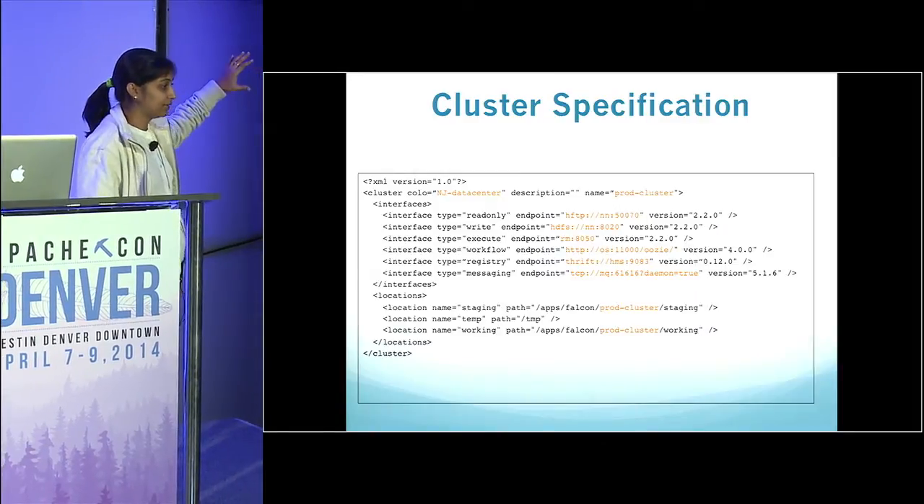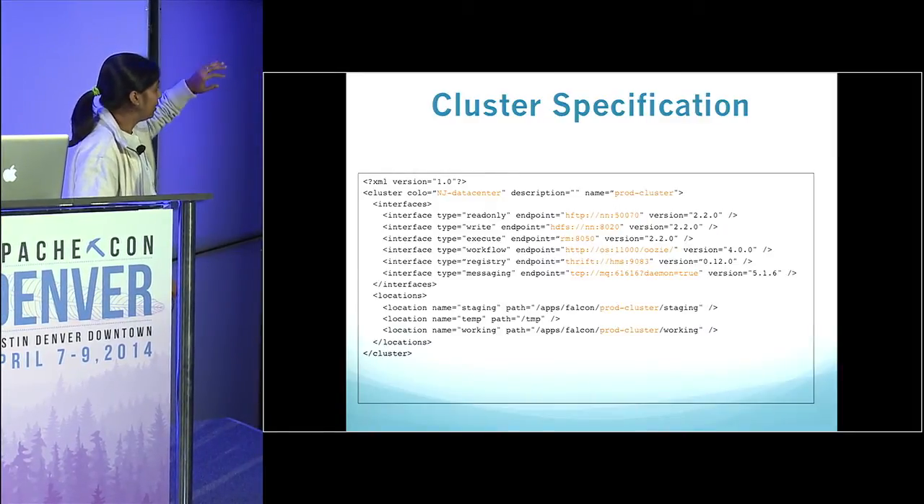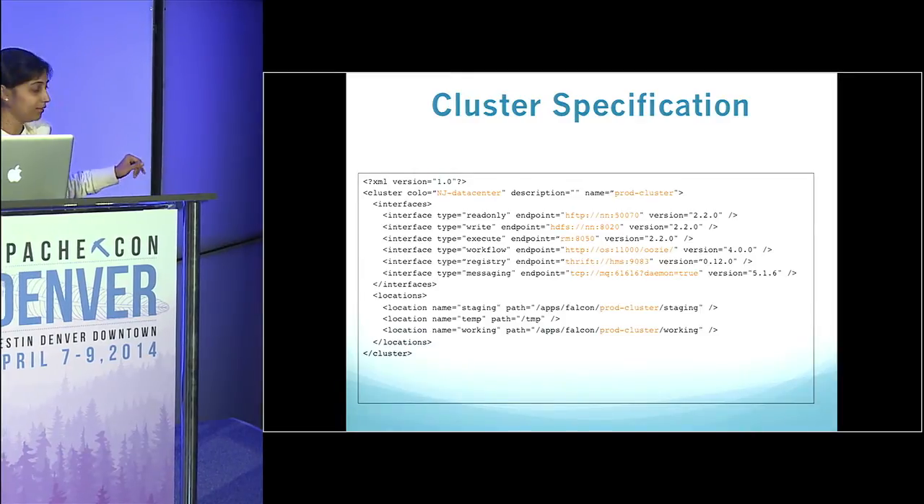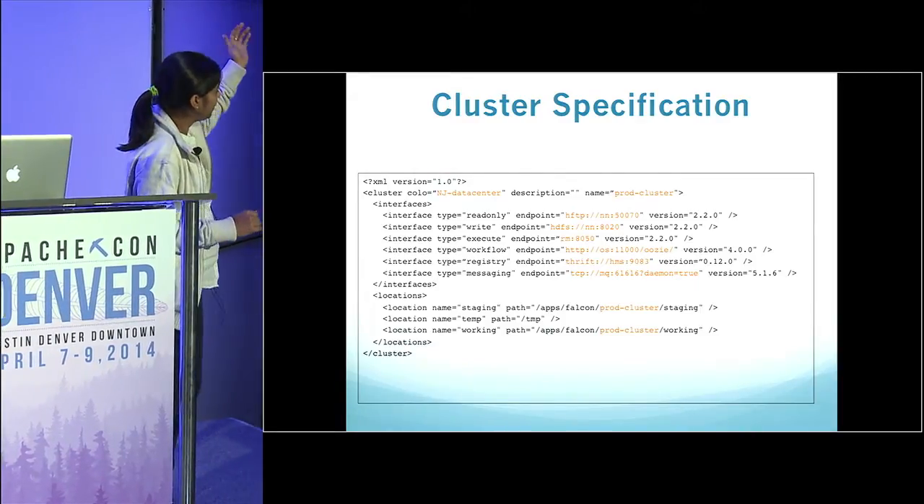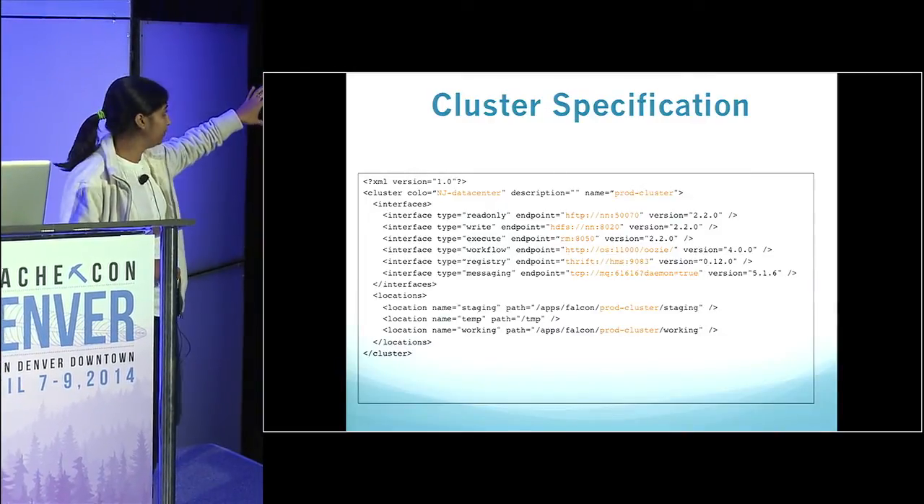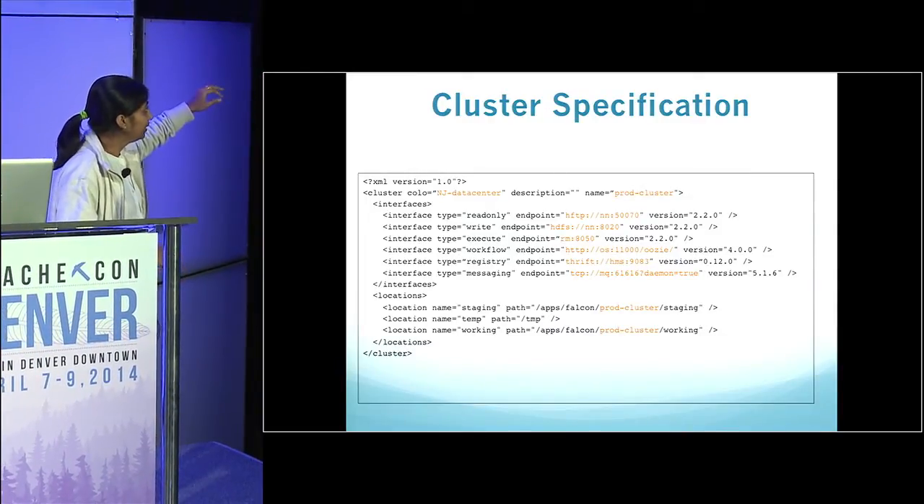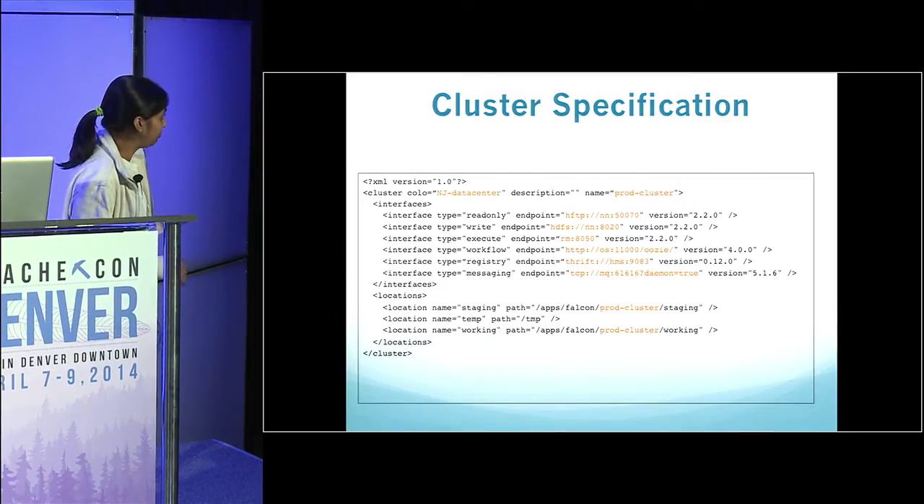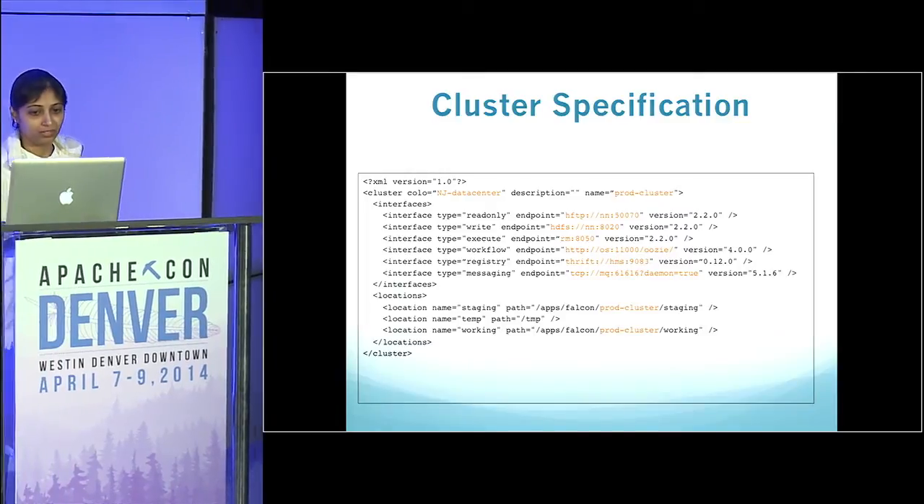This is a DSL that Falcon internally uses. This is a cluster XML that is there. As you can see, each of them has a name, and it defines the endpoints for the different Hadoop infrastructure, like the read-only endpoint, the write endpoint, which is the name node endpoint, the job tracker endpoint, and the workflow endpoint.